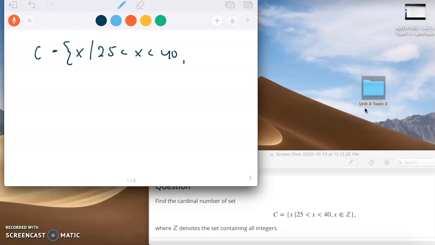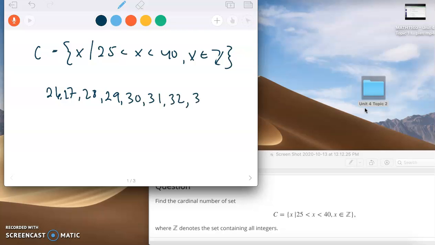And it says also that x is an element of the integers, which is important because it means that it's not all of those numbers, it's the integers in there. Okay, so let's go ahead and list them off. We have 26, 27, 28, 29, 30, 31, 32, 33, 34, 35, 36, 37, 38, 39. I know this is tedious. You don't have to write all this out. I'm just doing this to make sure everybody understands what's included in this set.